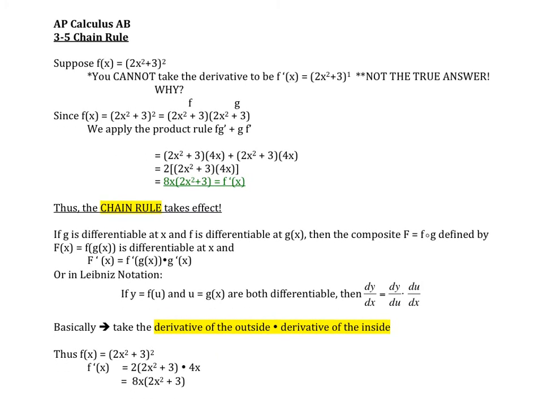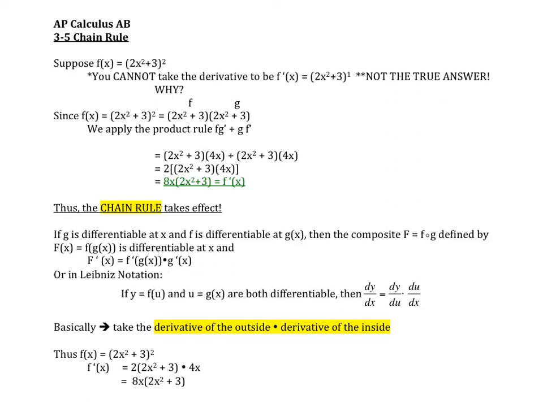So let's take a look at what we got going on here. And basically, to be honest with you, you have been using the chain rule this whole time. However, our chain has just been the value of 1, so you've been multiplying by 1 and it hasn't made a difference in your answer.